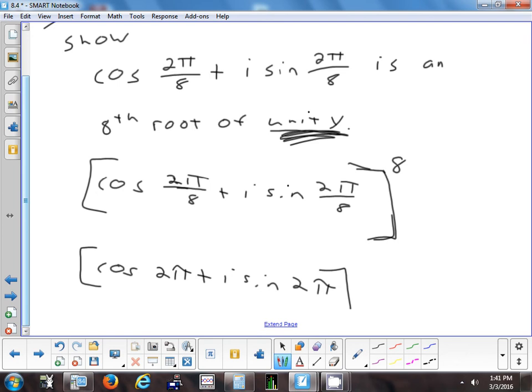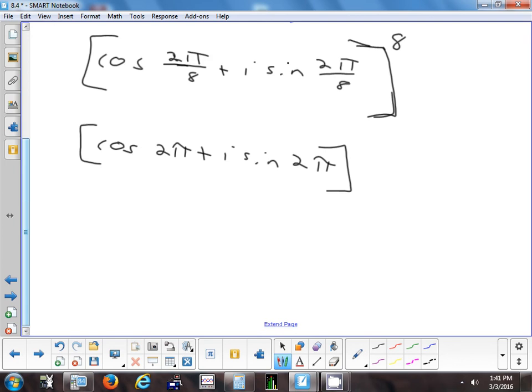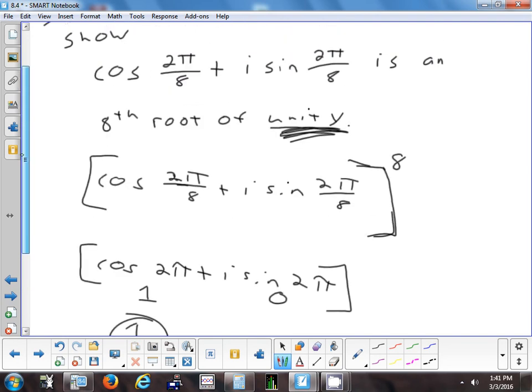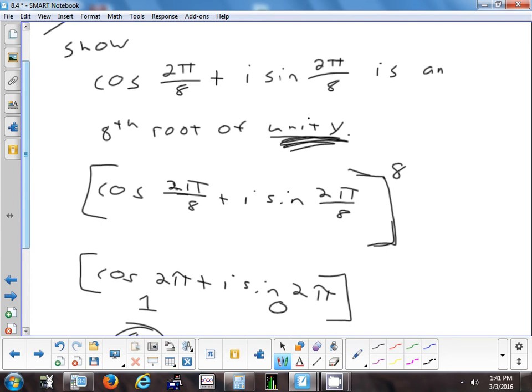And what are we hoping this comes out to? 1. What's the cosine of 2 pi? 1. What's the sine of 2 pi? 0. i times 0 is 0. 0 plus 1 is 1. So we just proved if you raise this number to the 8th power, you get 1. So that must be one of the 8th roots of 1. We're not going to find the other 7, but I just wanted you to prove that one case.